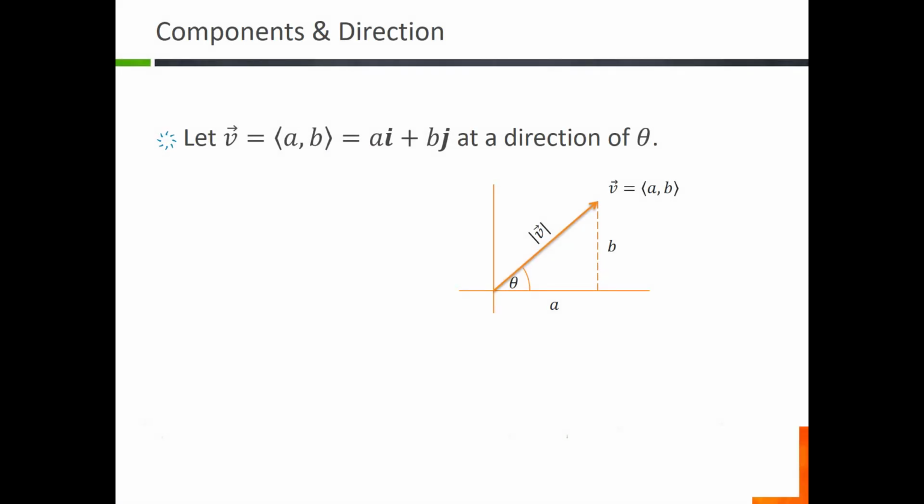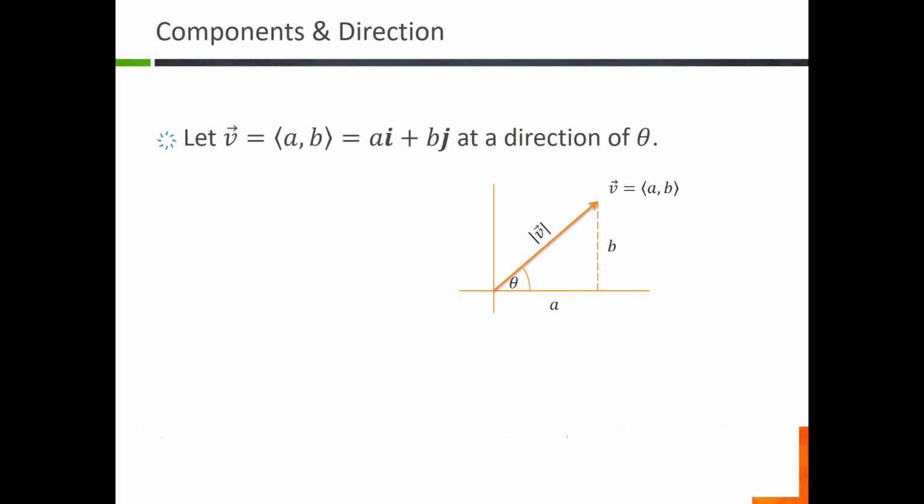All right, let's talk about direction. If we had a vector v, whether it was written in component form or in ij form, in either case a is the horizontal component, b is the vertical component, and we have some direction at which the vector is pointing. For now, let's think of that angle in standard position. So 0 would be to the right, 90 degrees would be up, and so forth, just rotating around our unit circle.